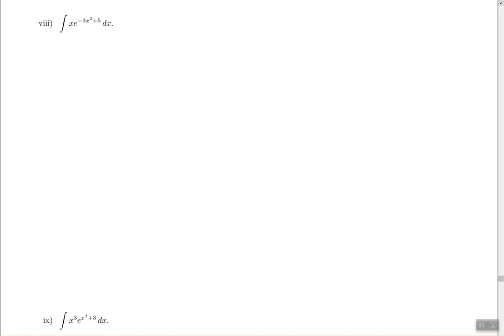The next two problems both have the same structure. They both have an exponential e in them, so they're going to work the same way. So let's start with the first one, x e to the power of negative 3x squared plus 5 dx. So the standard procedure here is this.